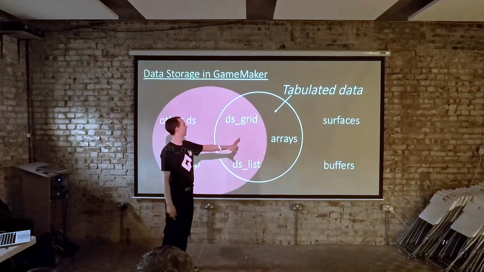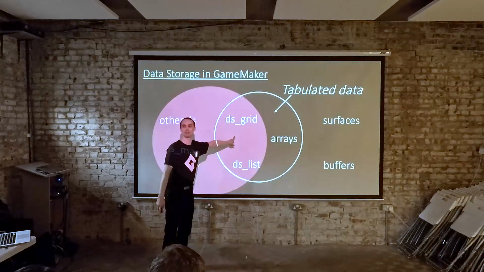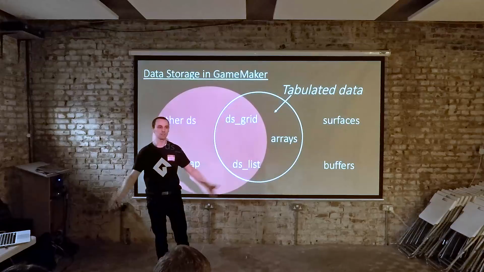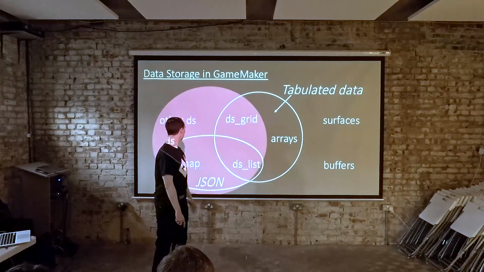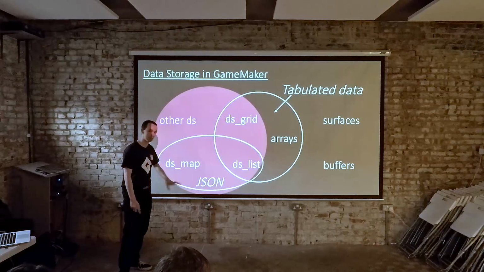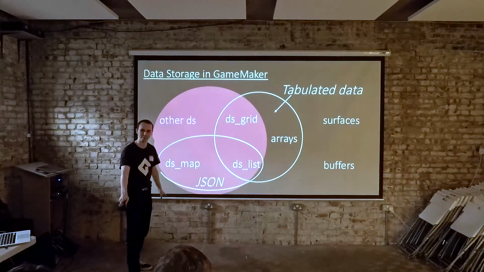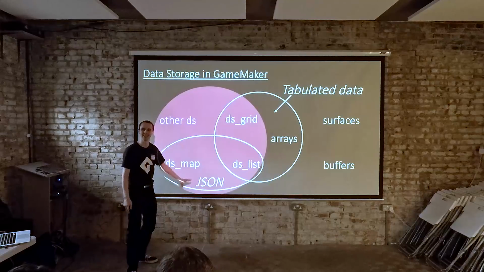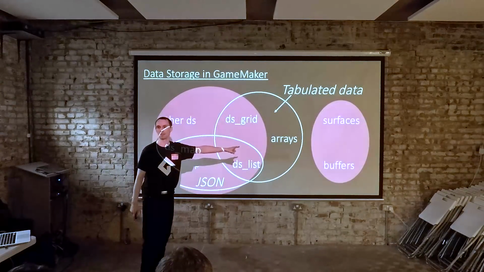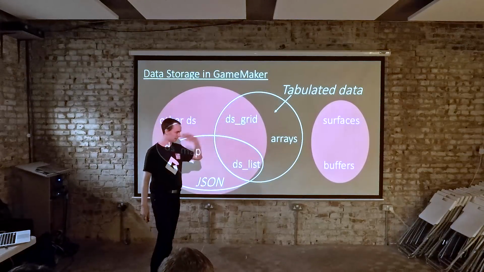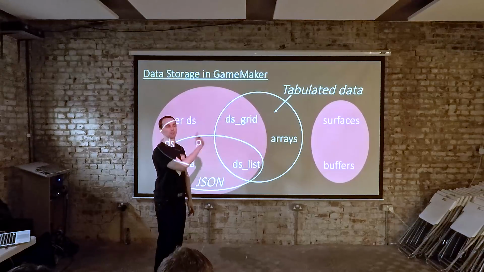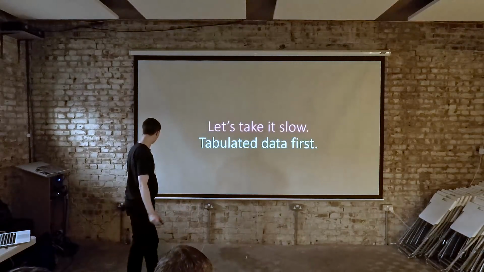But we're not going to really talk about those so much because I'm more interested in what are called tabulated data. So arrays, lists, grids, you can all represent them as tables of data. You can think of them like that. And down here we have DS maps, and DS lists also form a little partnership of their own, which is called JSON. I'll tell you what JSON means in a second. It has no bearing on anything in GameMaker, but it's really cool anyway. We're not going to talk about these at all because they're way too complicated, outside the scope of this talk. The data storage methods that these represent are interesting, so I do encourage you to look into them. So we're going to take it slow.